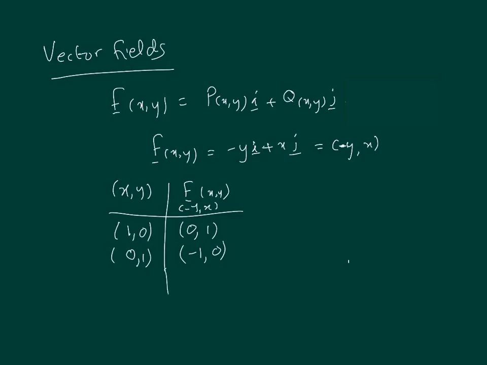So let's try another point, for instance, 1, 1. 1, 1 becomes minus 1 and 1. Let's try another one, say 1, 2. 1, 2 becomes minus 2 and 1, and so on. Now, that's not the point. There's no point in collecting all these till we actually see what is happening here. What is in fact a vector field?